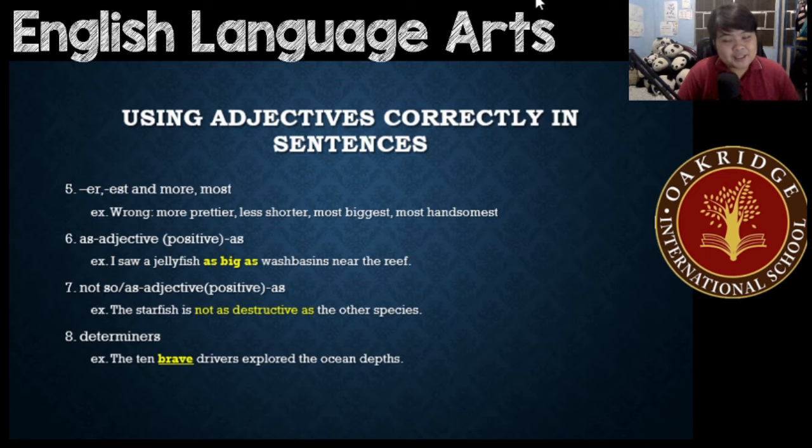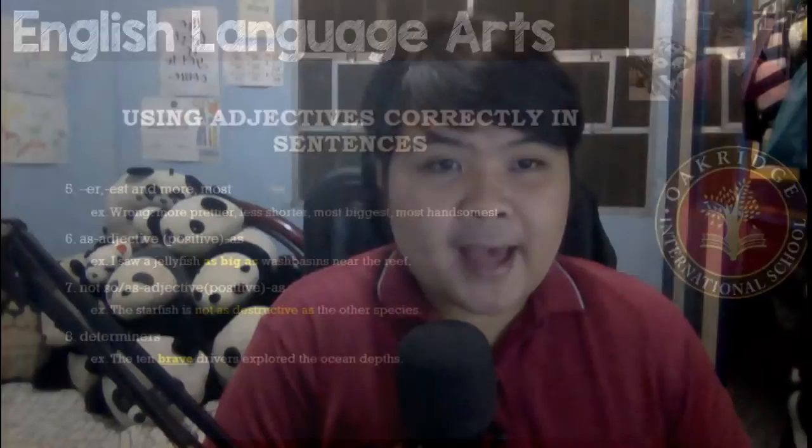And then last, the determiners. This is one of the very common ones. They come before the noun. For example, the ten brave divers explored the ocean depths. And these are your different ways of using adjectives correctly in sentences.